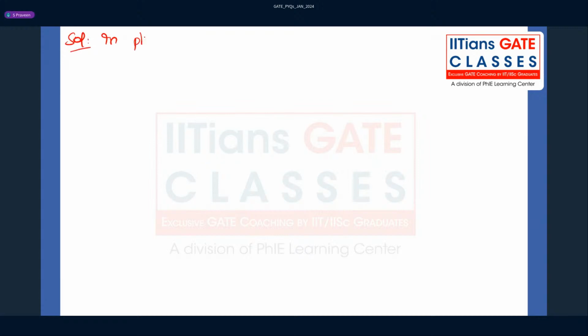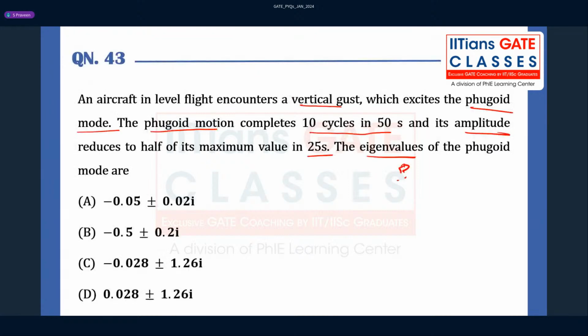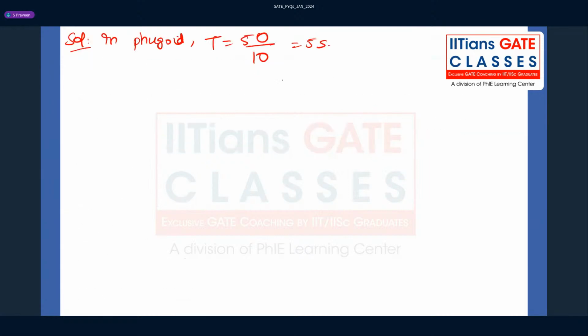So in Phugoid, the given is the time period, right? Time period is basically 50 by 10. So this is basically 5 seconds, right? Because it says it completes 10 cycles in 50 seconds, so the time period is 5 seconds. So what is my frequency? It is basically 2 pi by T, right? So just 2 pi by 5, and that comes around to 1.257 radians per second. Okay, let's keep that as such.